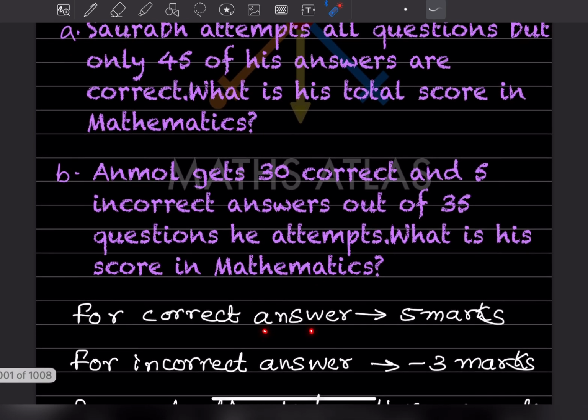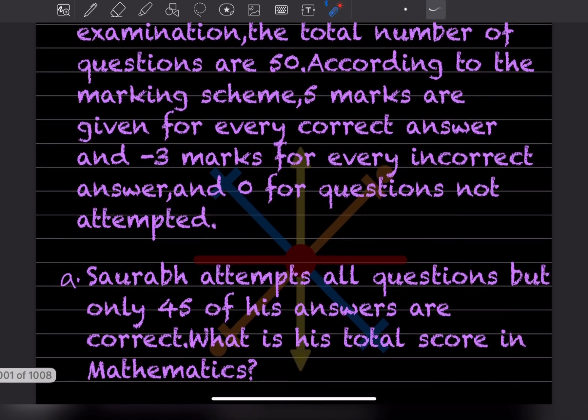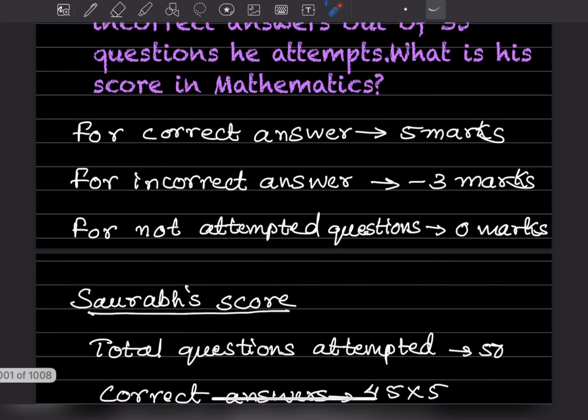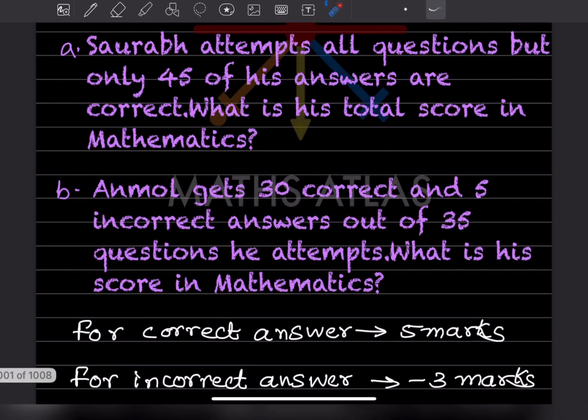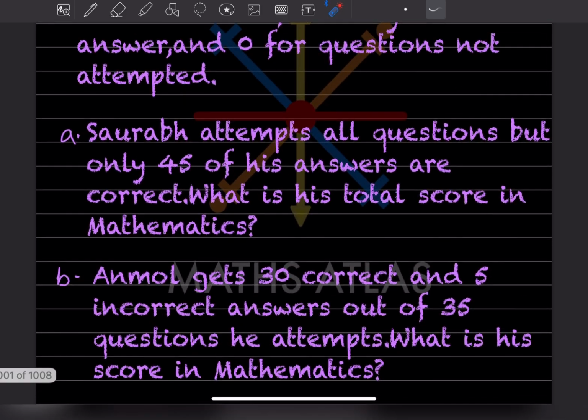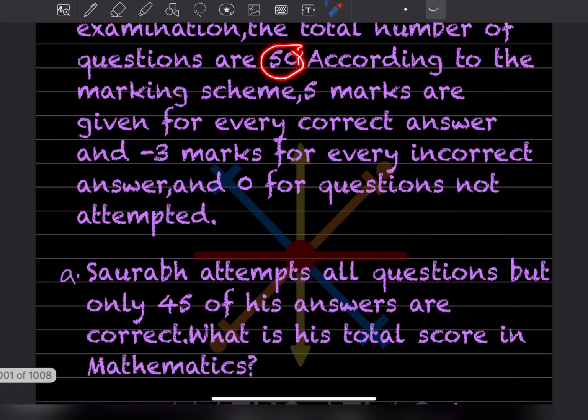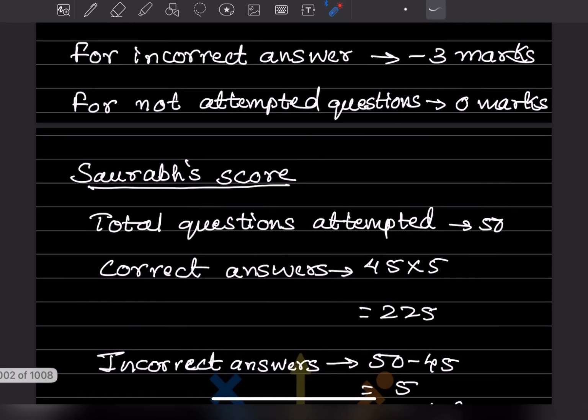For a correct answer, what is given? That is 5 marks, and -3 for incorrect. So let us write that. For a correct answer 5 marks, for an incorrect answer -3 marks, and for not attempted, no marks are deducted, that is 0 marks. So Saurabh's score: let us see the total attempted questions. He attempts all questions. How many questions are there? There are a total of 50. So we can write that total questions attempted is 50.